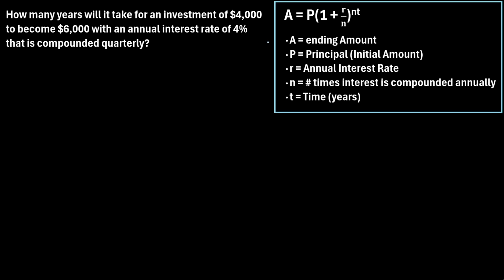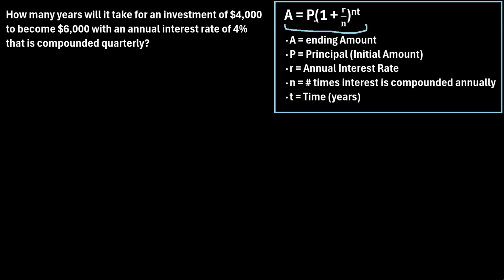This question says, how many years will it take for an investment of $4,000 to become $6,000 with an annual interest rate of 4% that is compounded quarterly? So in this question, we're trying to figure out the time that it will take $4,000 to become $6,000 when it's being compounded. So to solve this problem, we can use the compound interest formula, which is right here.